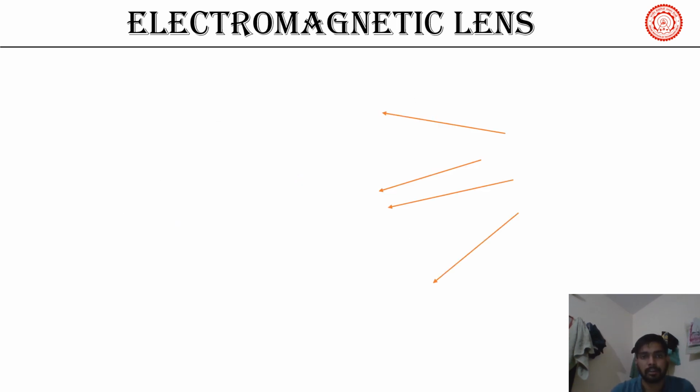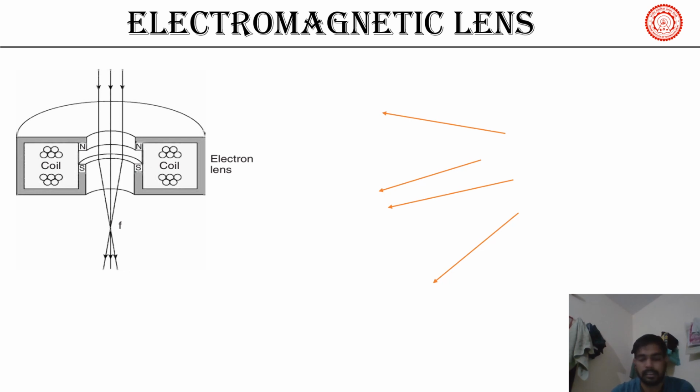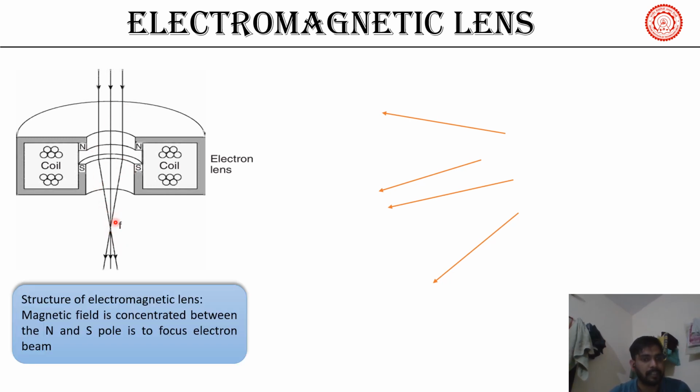Now coming to the next portion, how an electromagnetic lens actually looks. This is a schematic diagram of the electromagnetic lens having a coil and a north and south pole. A parallel beam of electrons comes in, and after that it converges to a particular focus. The magnetic field is concentrated between the north and south pole to focus the electron beams.